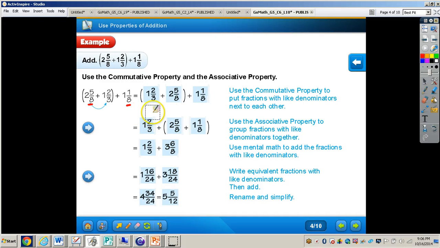So you can see how we used the commutative property. First of all, we reordered the order of the problem. Then from there we used the associative property. What we did is we just grouped the two fractions with like denominators together.